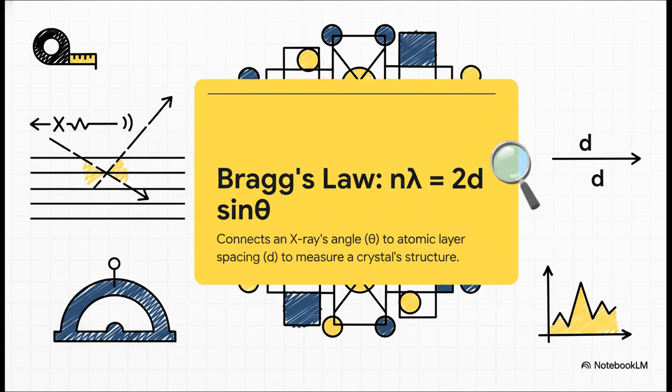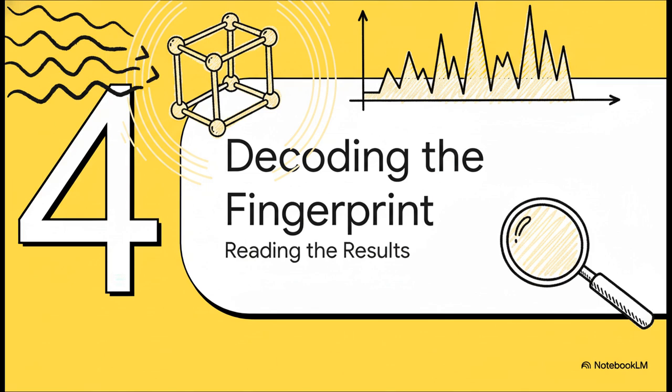It's this really elegant equation that just ties everything together. It shows that you'll only get one of those strong signals at very specific angles, and those angles correspond perfectly to the spacing between the atomic layers. So, by measuring the angles where we see a big peak, we can calculate the exact distance between the atoms. It's brilliant.